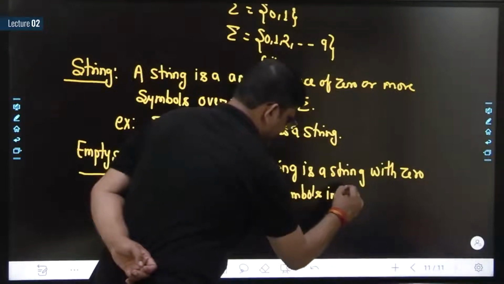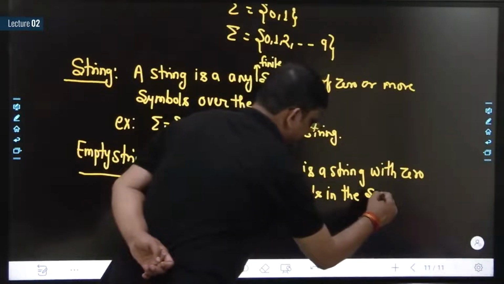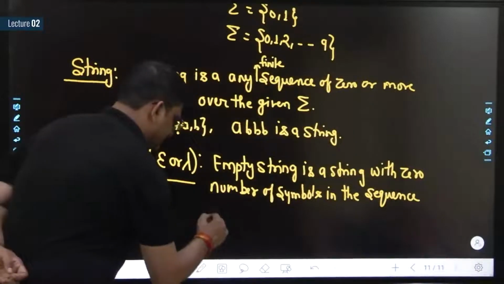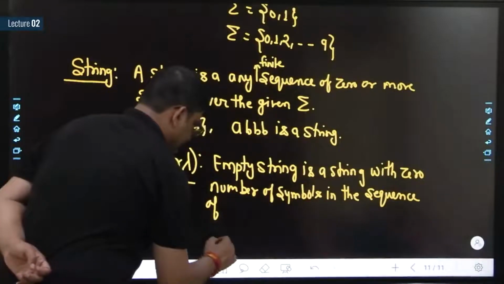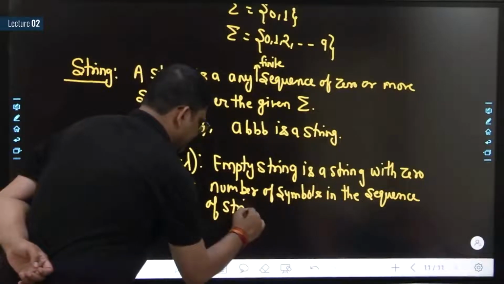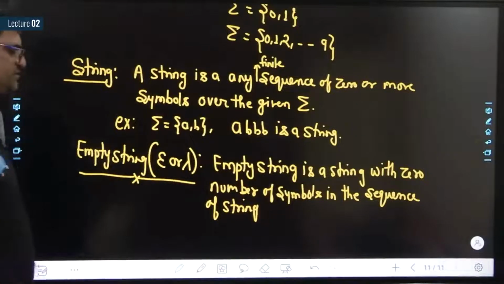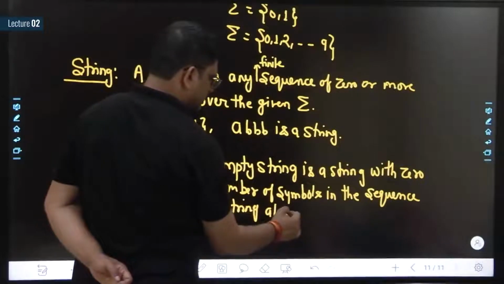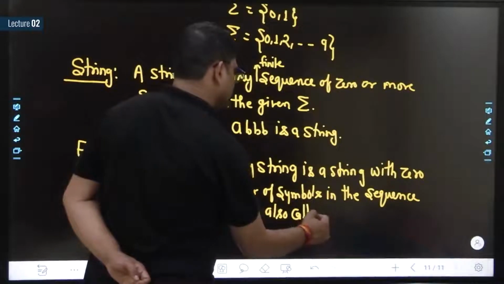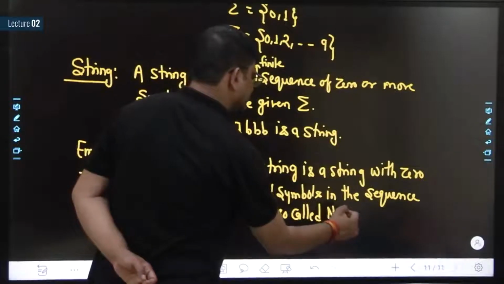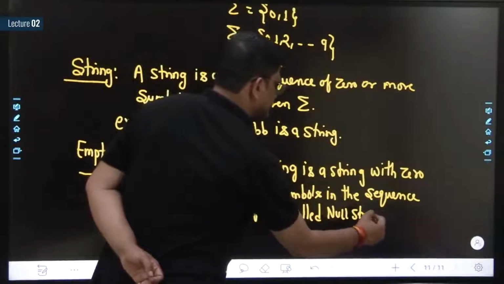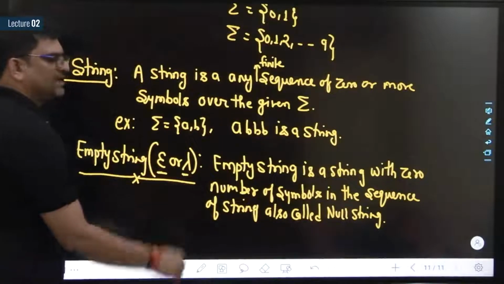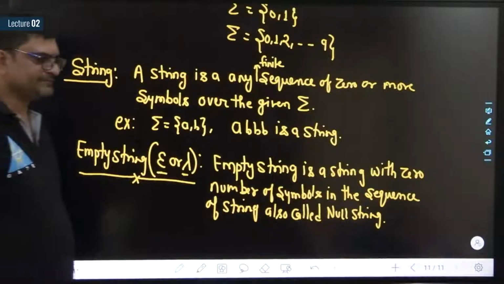A string with zero symbols in the sequence is also known as null string. Null string is denoted by epsilon or lambda. Clear?